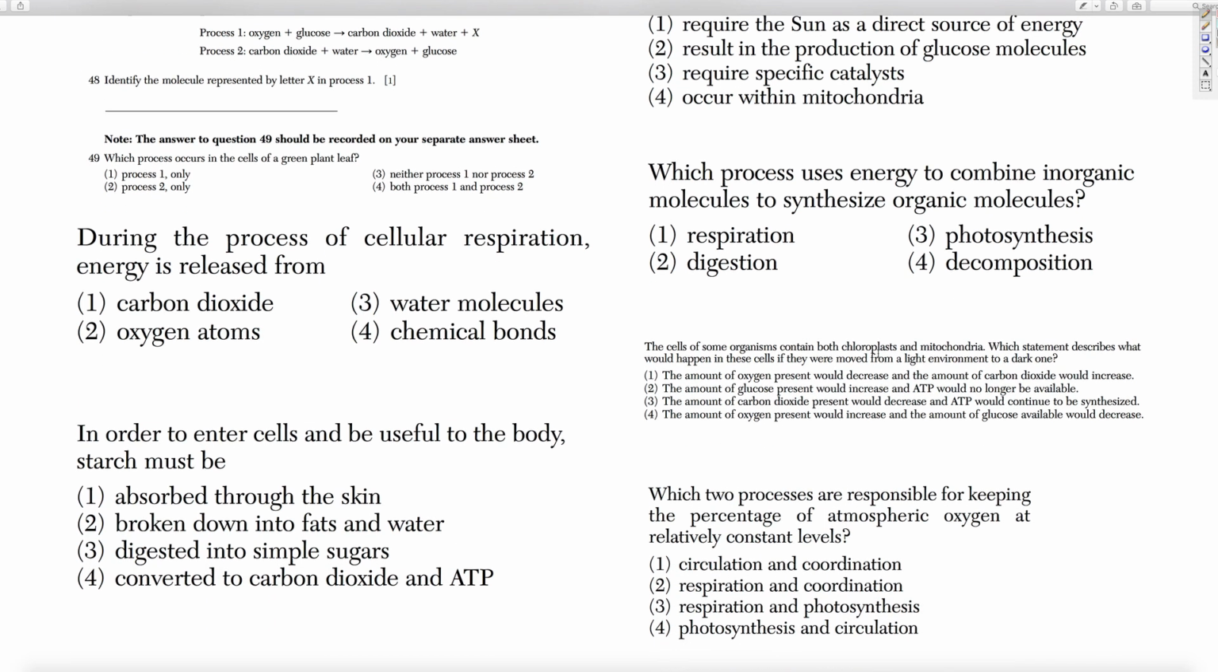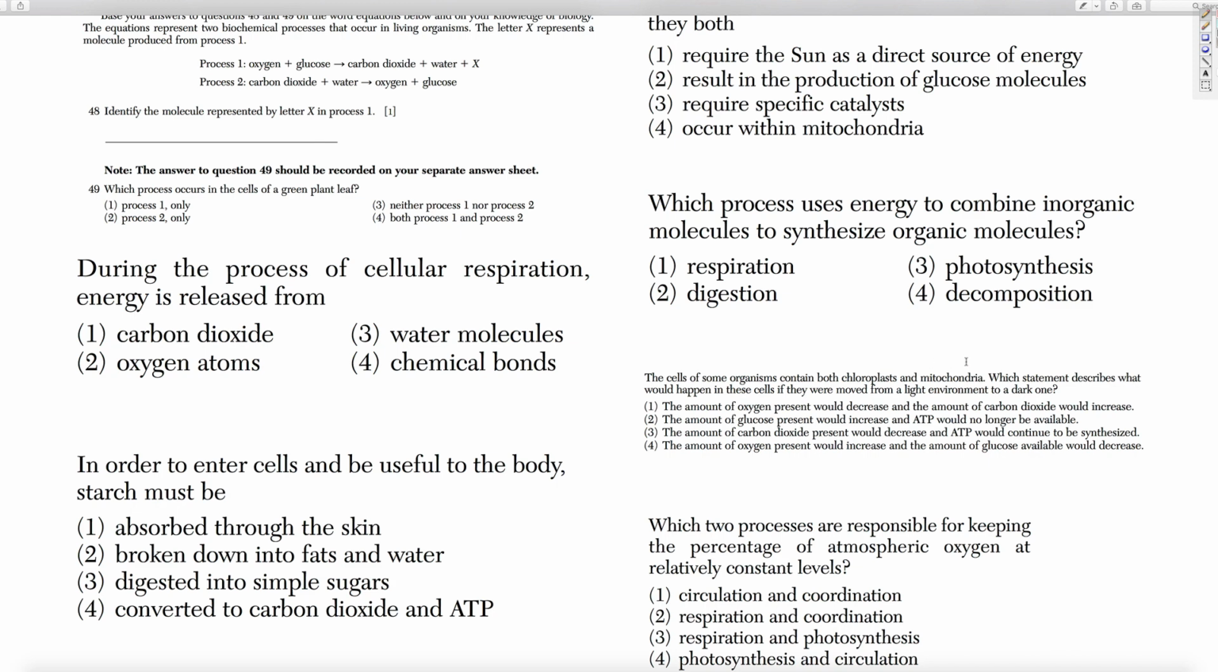The cells of some organisms contain chloroplasts and mitochondria. Oh, so it's rare, right? So that's what the point was, that there's no mitochondria in the plant cells. Some of them have that. Which statement describes what would happen if these cells were moved from a light environment to a dark one? Then they would start using the mitochondria. So what's the answer? The oxygen present would decrease. The amount of glucose present would increase, and ATP. The amount of carbon dioxide would decrease, and ATP. The amount of oxygen would increase. The amount of carbon dioxide would decrease, and ATP would continue to be synthesized.